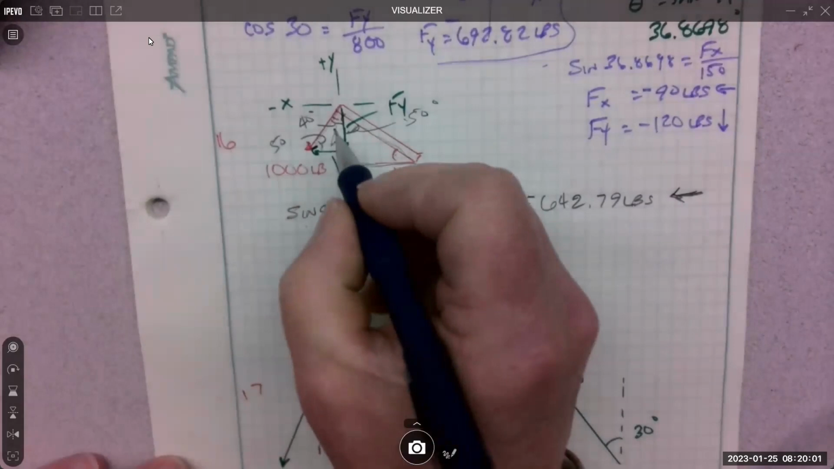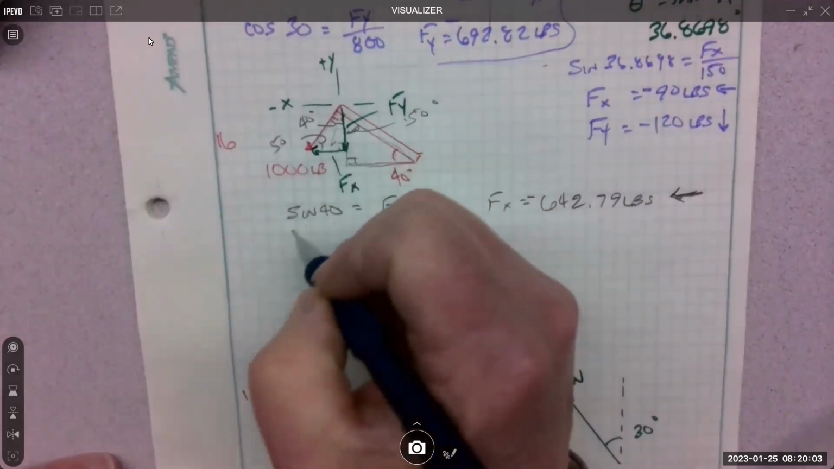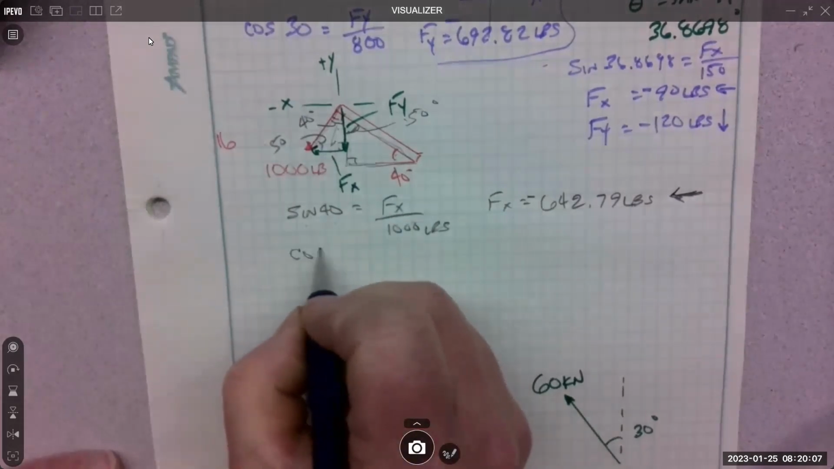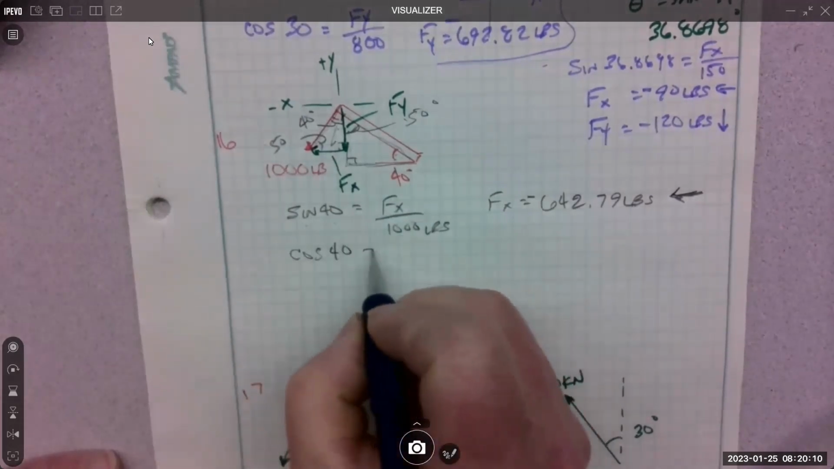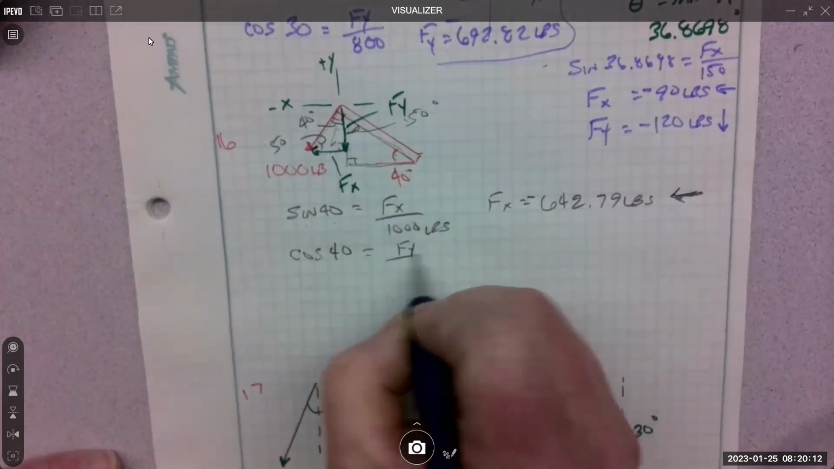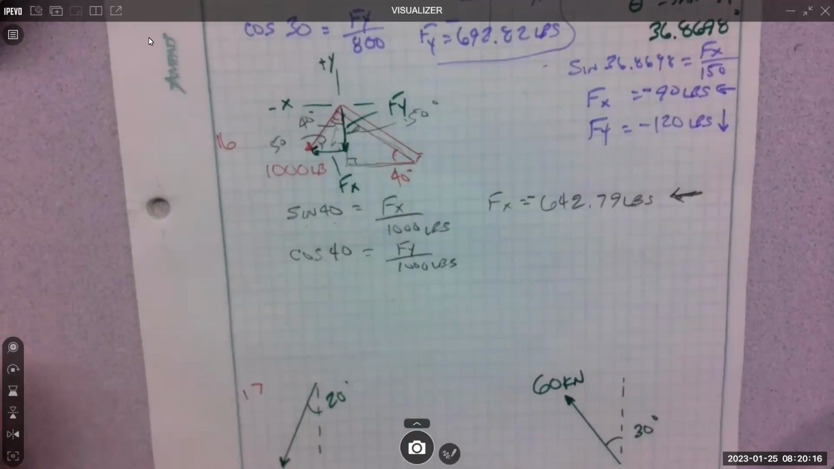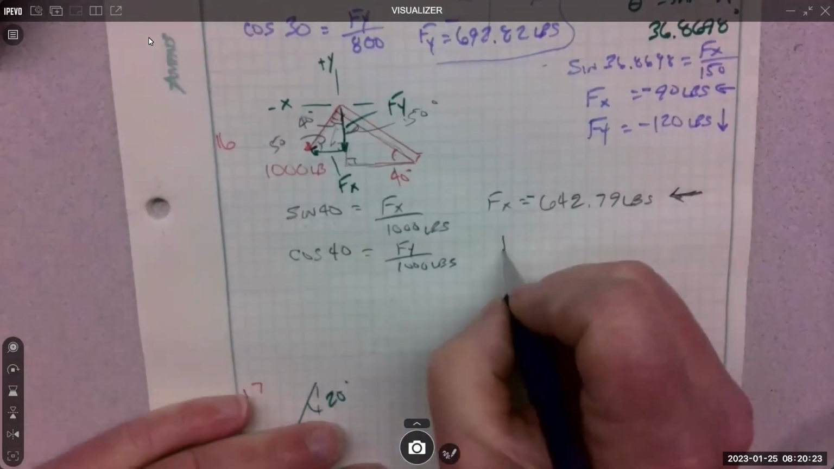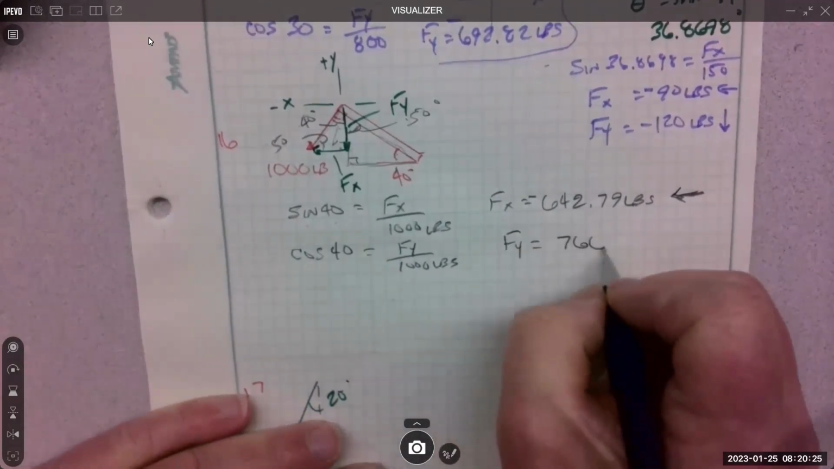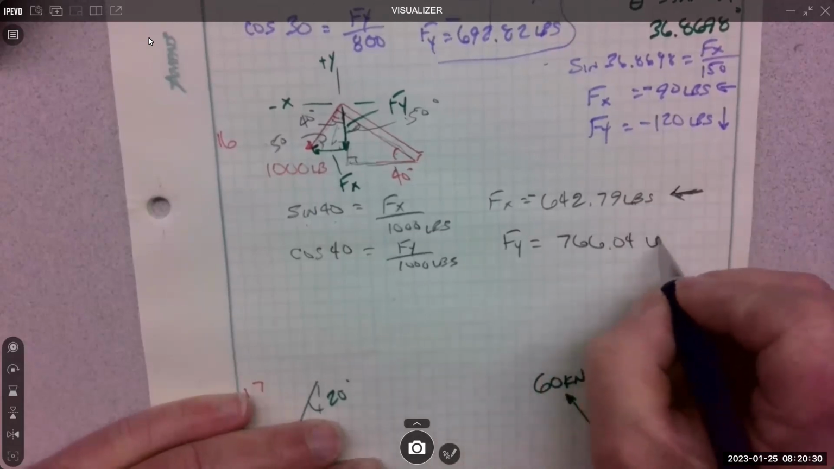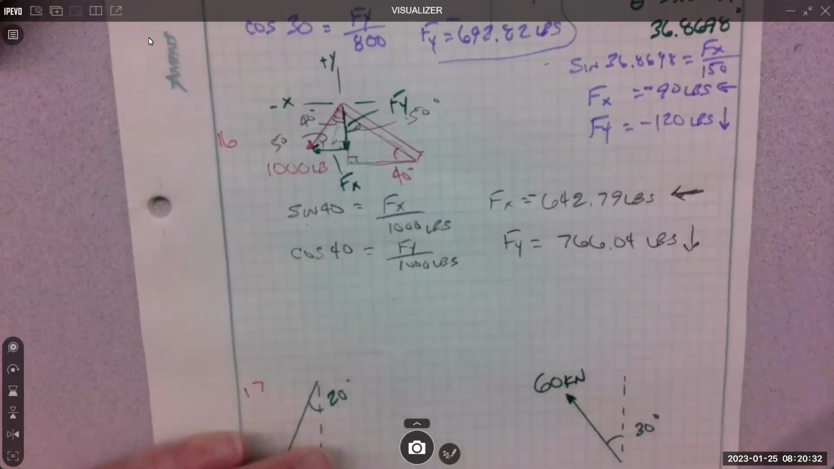And then the other one would be if I use the same angle, it's going to be cosine. I could use the sine of 50, right? But I'll just stick with the same way we did it before, using the same angle. Cosine 40 equals fy over 1,000 pounds. So fy equals 766. Vertically downward.